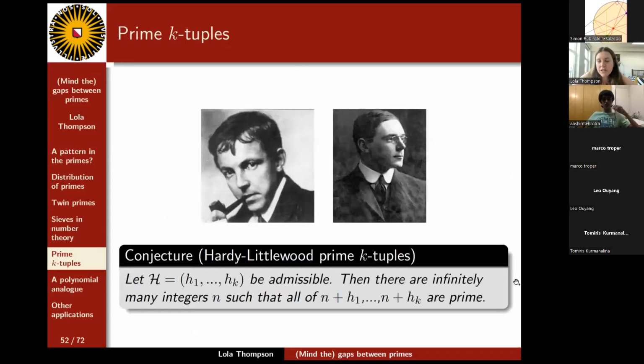So there's a conjecture of Hardy and Littlewood, which is called the prime k-tuples conjecture. It says that if you have an admissible k-tuple, the kind we talked about on the last slide, then there are infinitely many integers n so that all of the numbers n plus h1 through n plus hk turn out to be prime. This is something we still don't know if it's true or not.